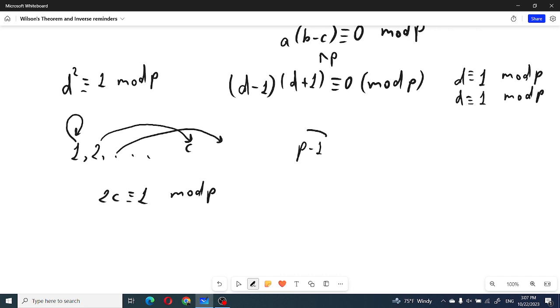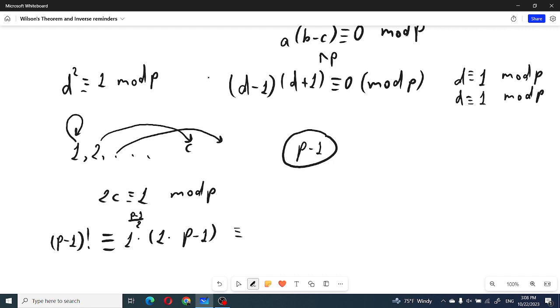But we are left with only these integers without any pair: 1 and p minus 1. So if we take all these pairs, the product of each pair equals 1 mod p. And we need to multiply this by 1 and p minus 1. We will have (p minus 3) over 2 pairs whose product equals 1 mod p. So (p minus 1) factorial must be equal to 1 to the power of (p minus 3) over 2, times 1 times (p minus 1). And clearly this is p minus 1, which equals negative 1 mod p.